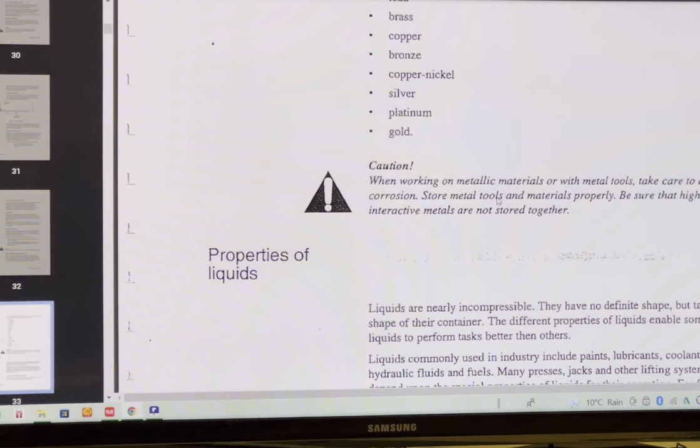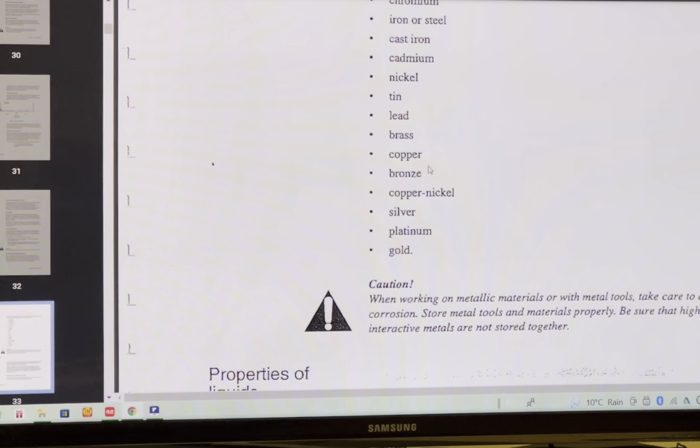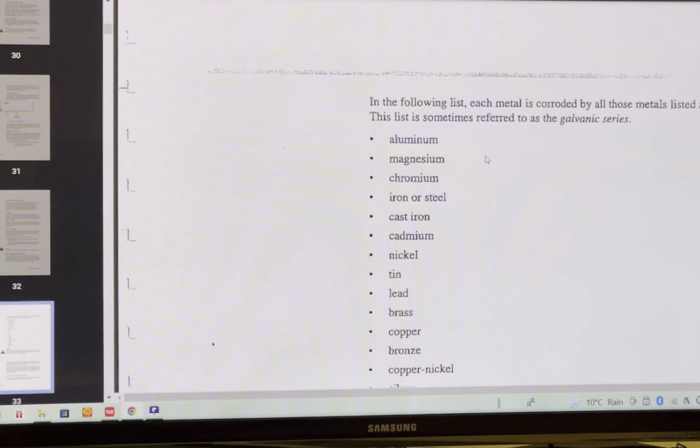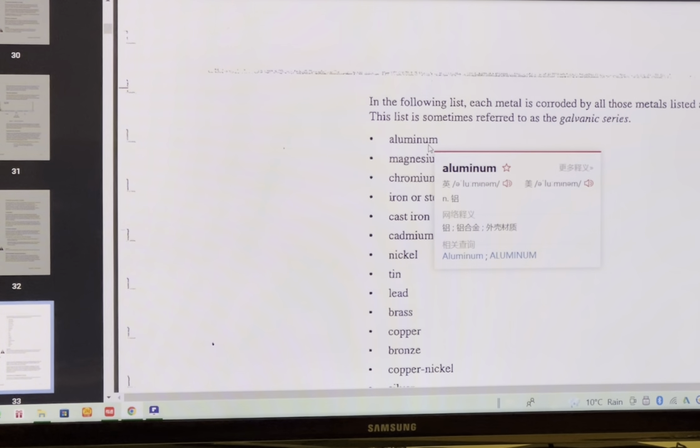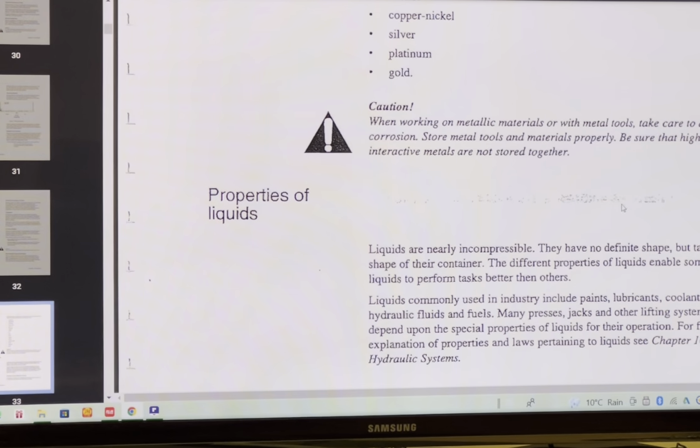That means you don't store a copper pipe and an aluminum pipe together. Why? The copper pipe will displace, destroy the aluminum pipe. Again, caution: when working with metallic material or with a metal tool, take care to avoid corrosion. Store metal tools and material properly. Be sure that highly interactive metals are not stored together.